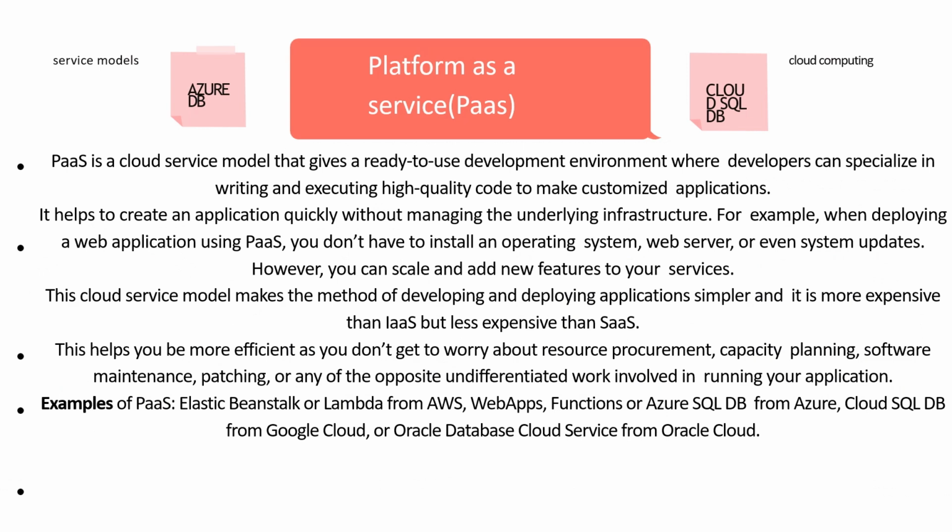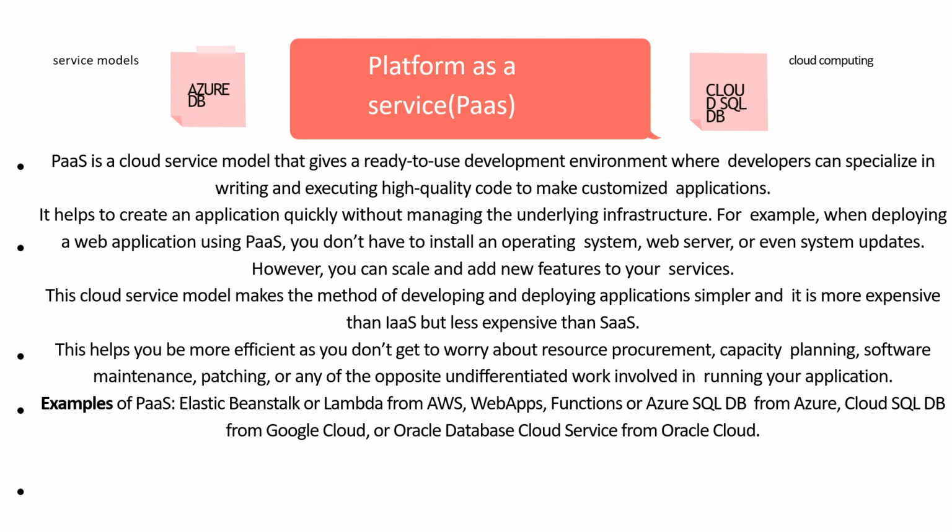Now we will move towards Platform as a Service. PaaS is a cloud service model that gives a ready-to-use development environment where developers can specialize in writing and executing high-quality code to make customized applications. It helps to create an application quickly without managing the underlying infrastructure. For example, when deploying a web application using Platform as a Service, you don't have to install an operating system, web server, or even system updates. However, you can scale and add new features to your services.